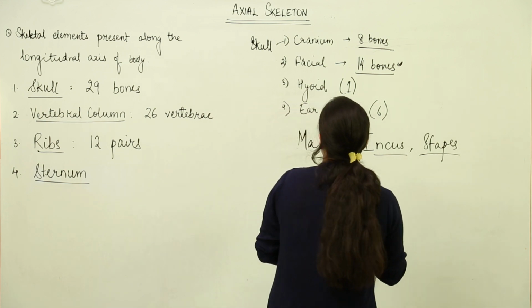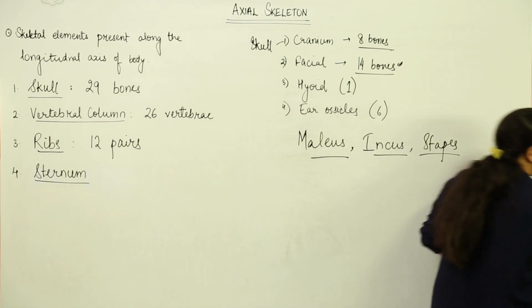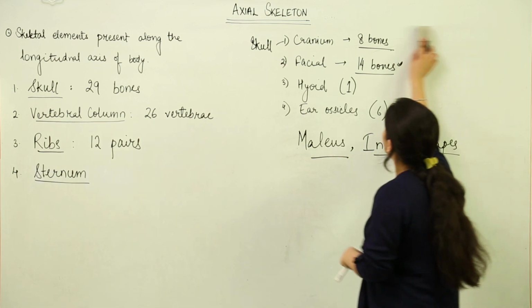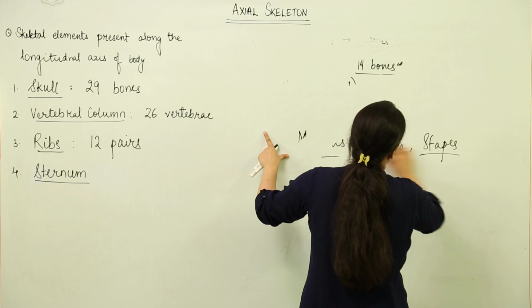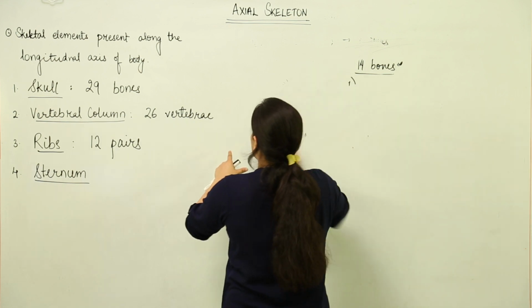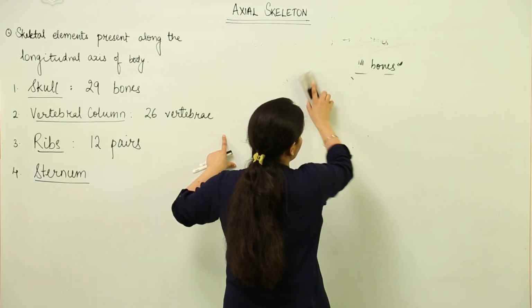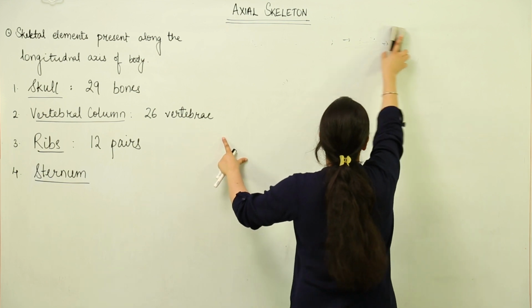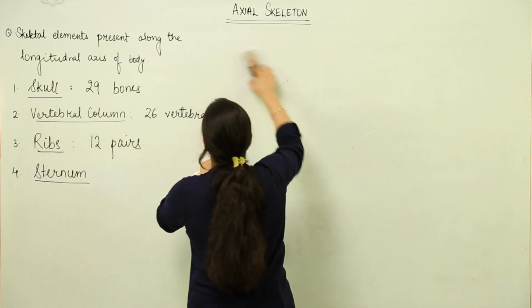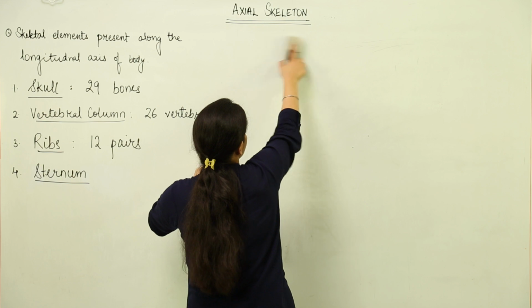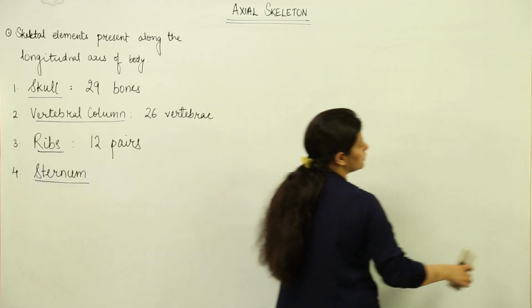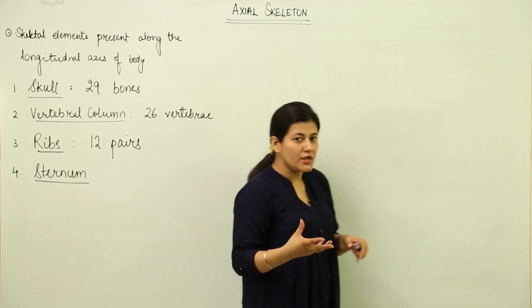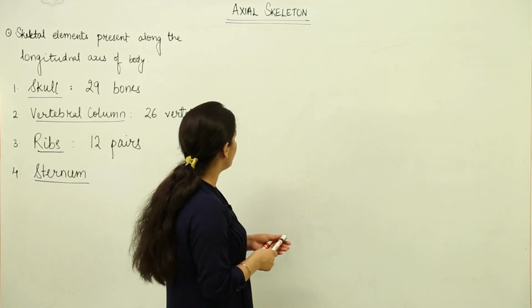Next what we have is the vertebral column. In the vertebral column there are 26 bones, and the term used for the bones in the vertebral column is vertebrae. So there are 26 vertebrae present.